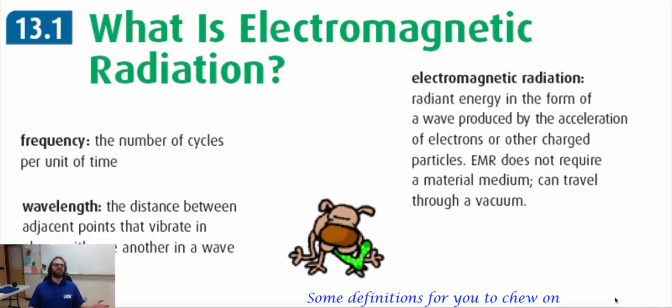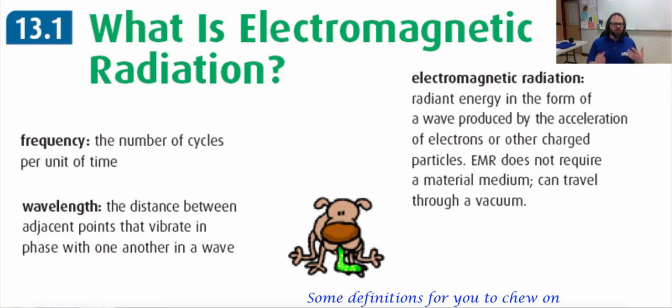So, what is electromagnetic radiation? Well, before we get much into it, we have to go over some definitions. So first of all, I need you guys to copy down this part here. Frequency. You have to know what frequency is. Frequency is the number of cycles per unit of time. The next one is wavelength. Wavelength is the distance between adjacent points that vibrate in phase with one another.